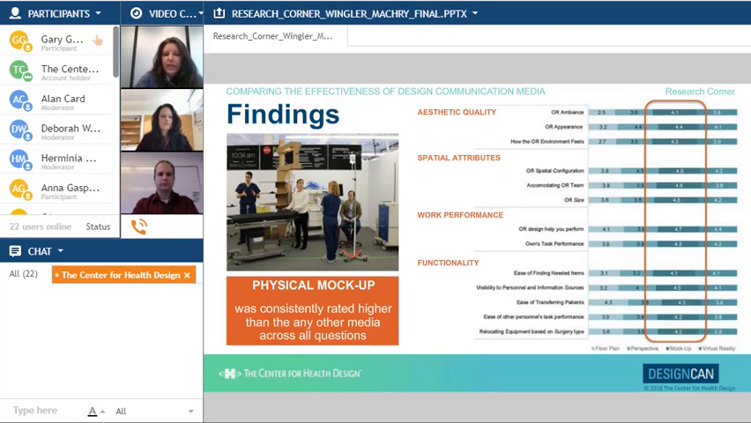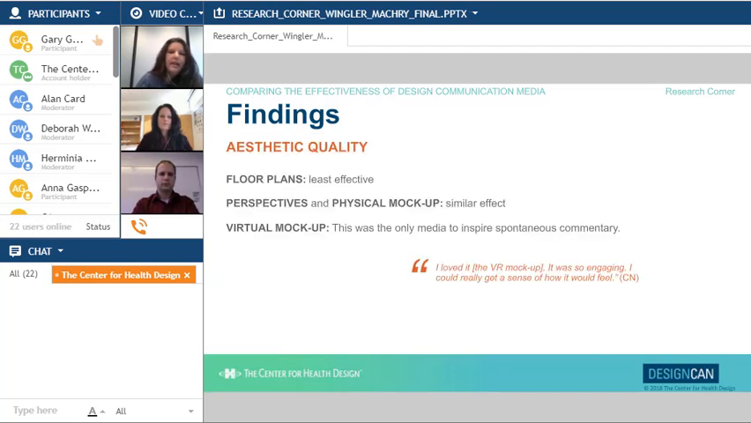Then it's really interesting to go a little bit deeper and go into each one of these characteristics of the media, and also understand how spontaneous commentary really fosters a better understanding of how they are able to facilitate, inform and foster design suggestions from end users.